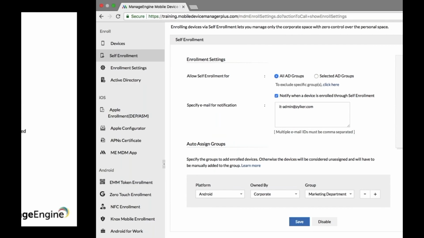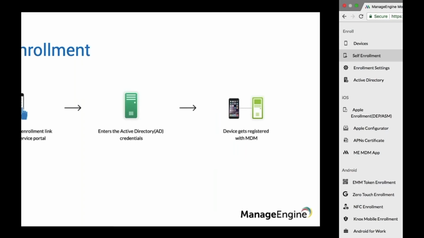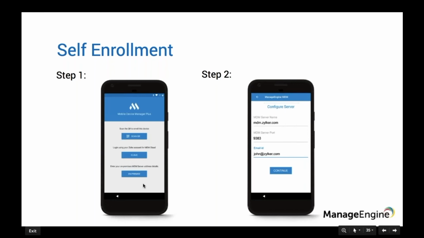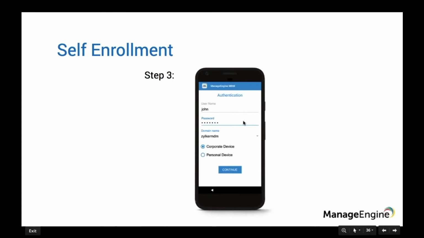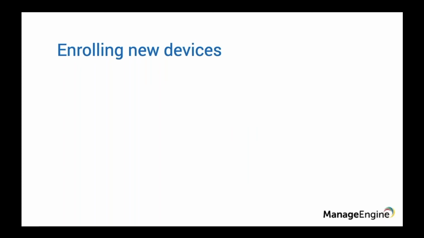Now we'll see what happens on the device end. As you can see, the user needs to open the ManageEngine app and select the deployment type, which is on-premise in this case, and then provide the server details, which he has done, and then provide the AD credentials for authentication, and once that is done, the enrollment is complete.